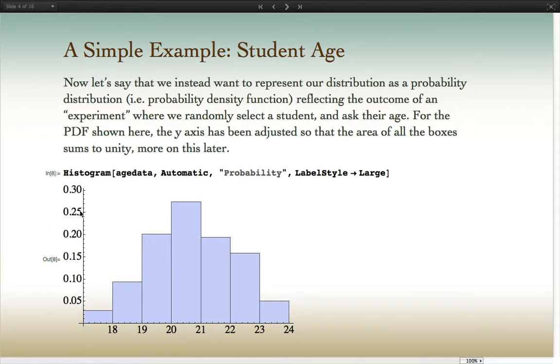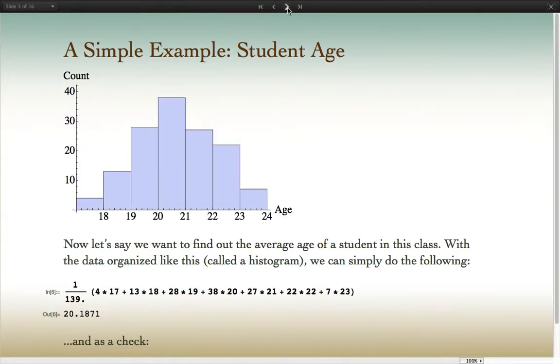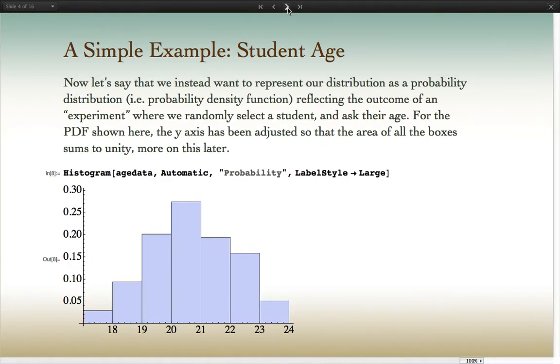So the y-axis, some sort of scaling went on here. And you can get Mathematica to do it automatically by just putting probability here, and then it knows that you want to scale this with probability. It gets scaled in such a way that if we were to calculate the area of all these boxes and add them together, we should get 1. It has to do with something called normalization, which is coming up later in the talk. But just know now that we were able to take our distribution of ages and turn it into a probability distribution of ages. So how does this differ?